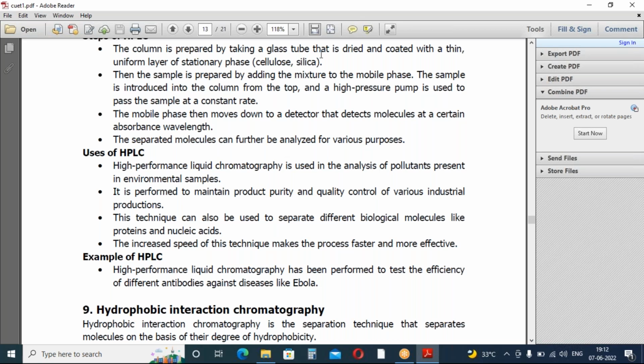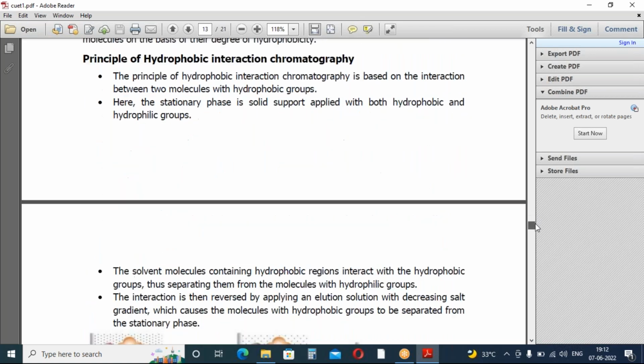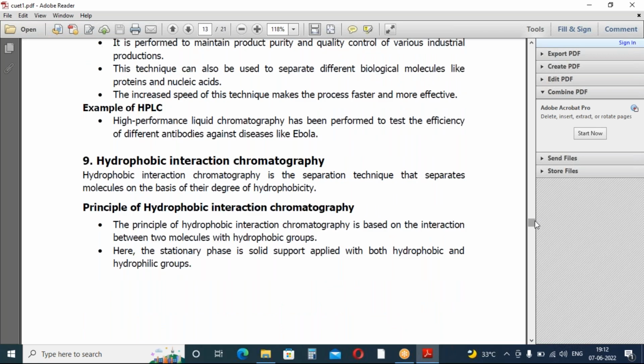And what is the main example of this? This is mainly used for the detection of antibodies against diseases like Ebola virus. HPLC is also used for the separation of plant pigments and plant components, and also for the detection of different antibodies and proteins. Those are the main uses.